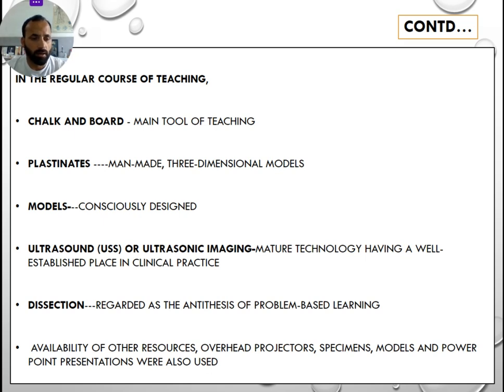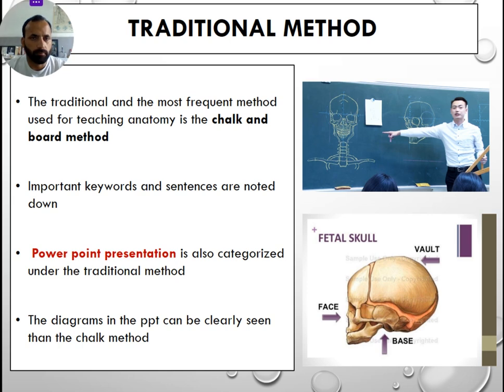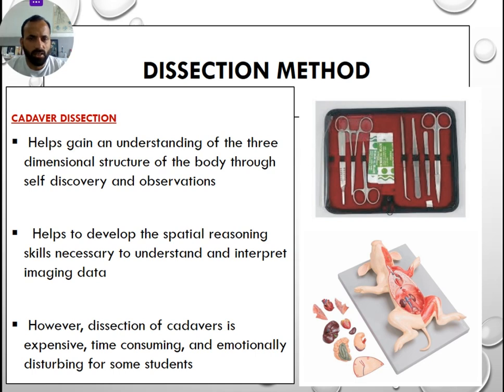So there are so many ways, invasive or non-invasive techniques, by which you can study the anatomy, and one should use the resources available at your place. You should know the anatomy very well. So these are some traditional methods. This is the dissection method we were following.